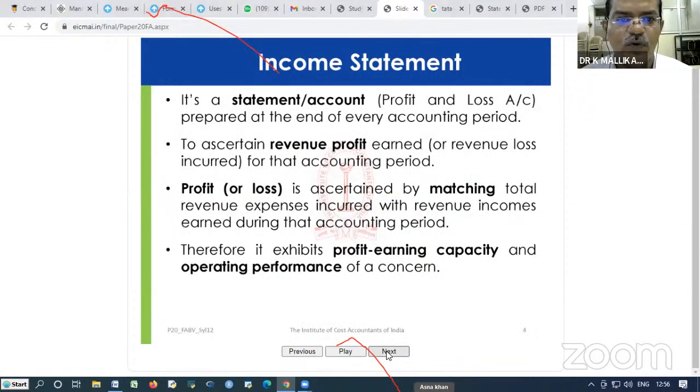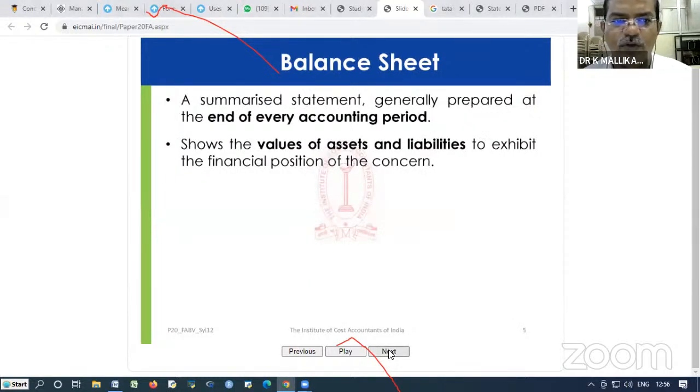Now the income statement is nothing but the profit and loss account. Here we show the revenues, and we follow the matching concept. The balance sheet you know very well. It is prepared at the end of every accounting period and shows the values of all the assets and liabilities, exhibiting the financial position of a concern.